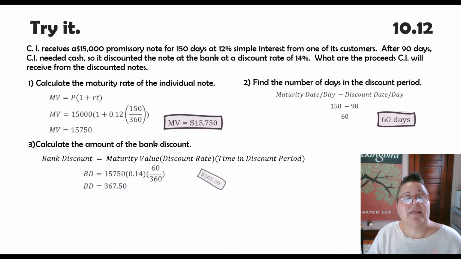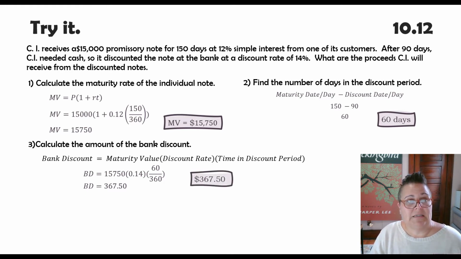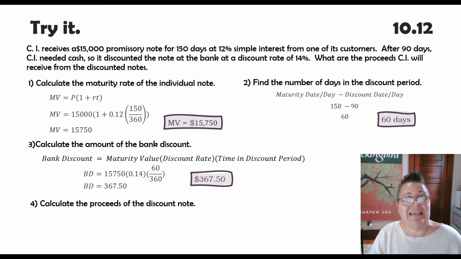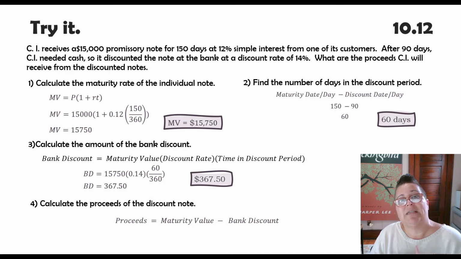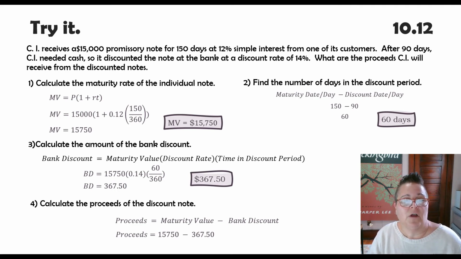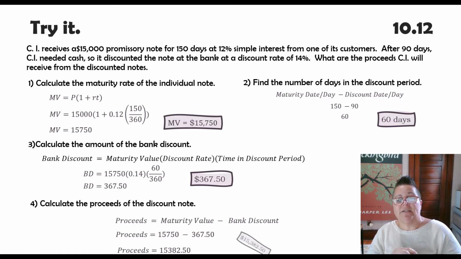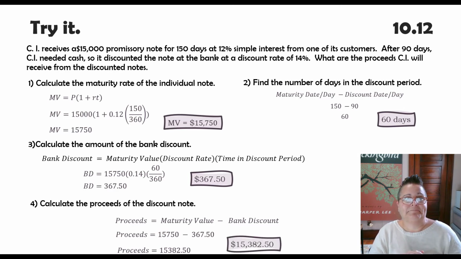$367.50. That means that the proceeds that CI will be able to keep will be the maturity value, the amount they were supposed to get, $15,750, minus the bank discount, the amount the bank is going to take for taking over all of their loan. This gives them proceeds of $15,328.50. Good?